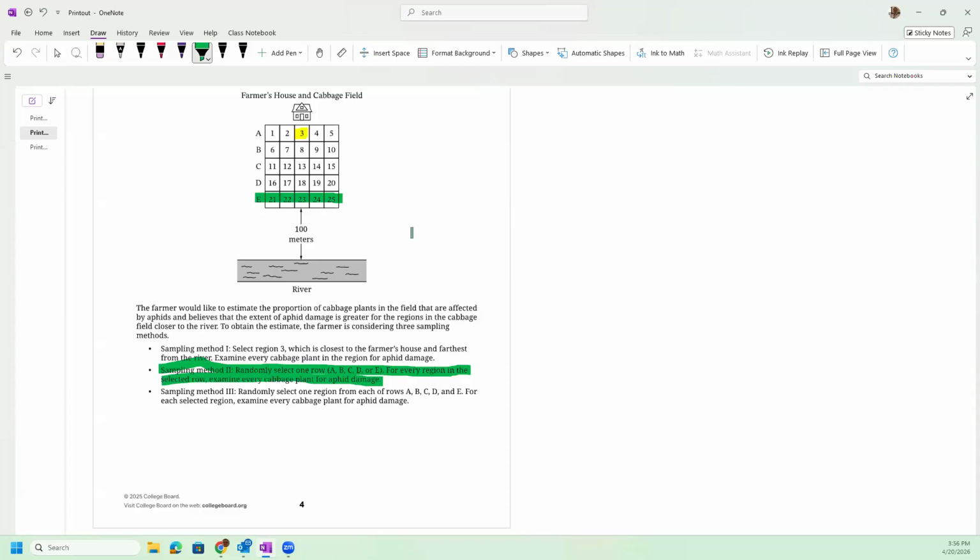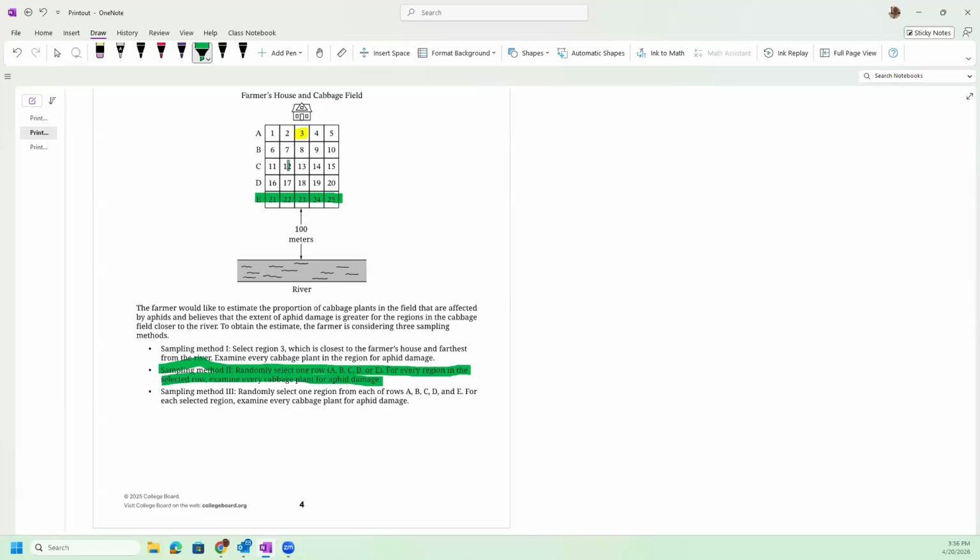But see, always give a reason why. Don't just answer yes. You say overestimate because row E is closer to the river. And if the farmer is to be believed, that's where you find the most aphids. So if I use that row to represent everything, I'm going to overestimate it. Does that make sense? Especially when it says justify your answer, give a justification.